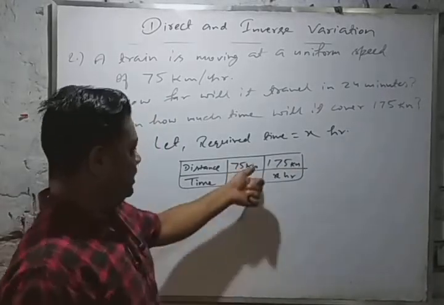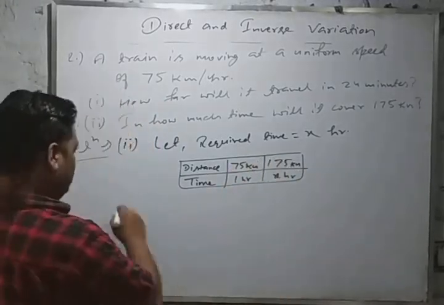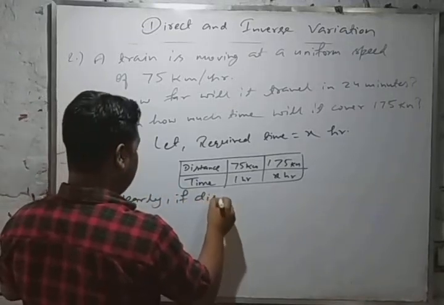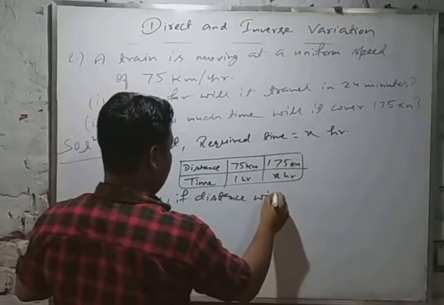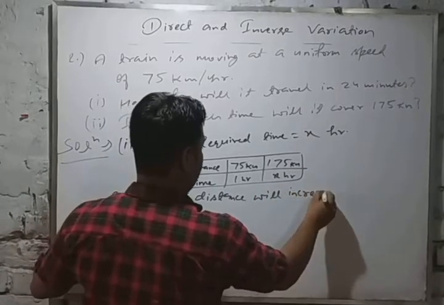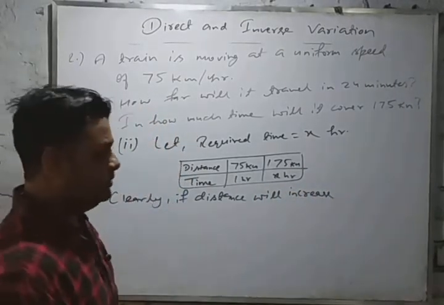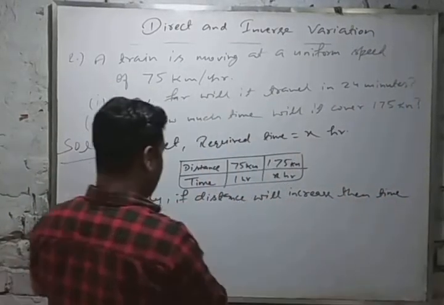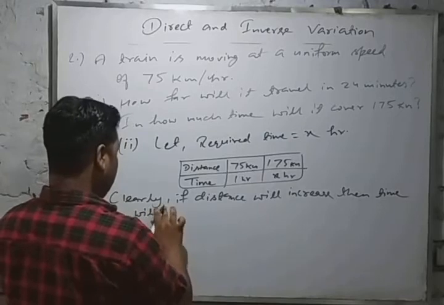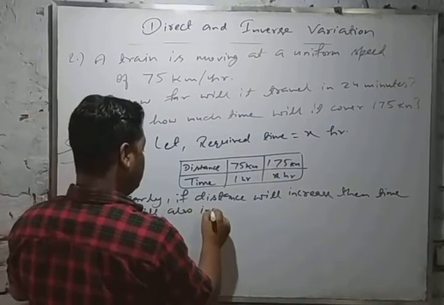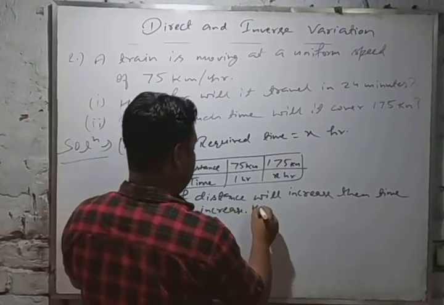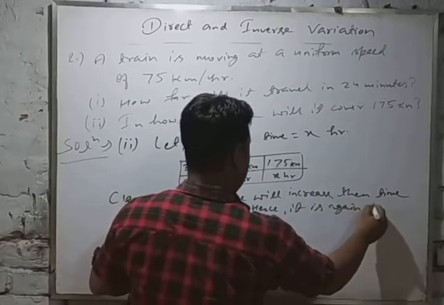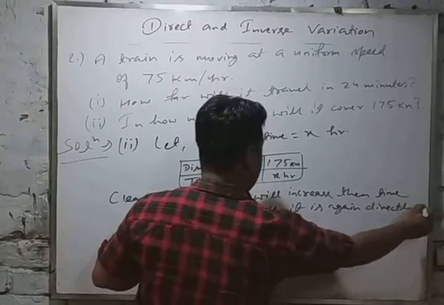Now here you can see distance is increasing. So clearly, if distance will increase, it means time will also increase, hence it is again directly proportional.